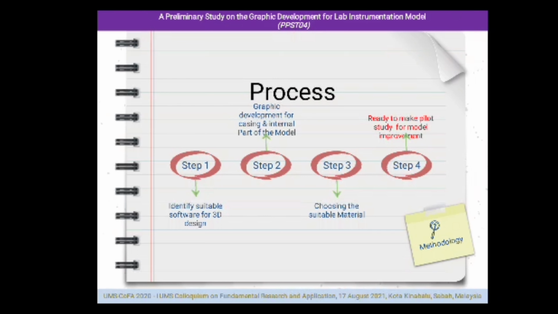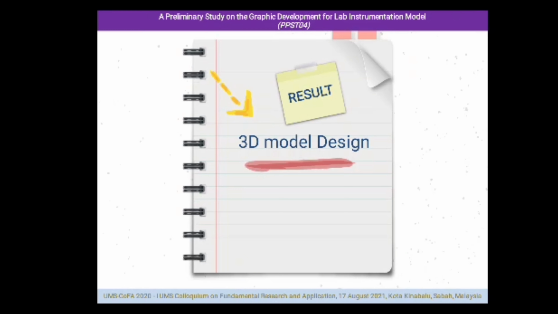This is the methodology that we use to develop a suitable instrument. Step 1 is to identify suitable software for 3D design, and then graphic development for the casing and internal parts of the model, which is a crucial part of the process of developing the model, and choosing the suitable material before we proceed to the pilot study for model improvement.